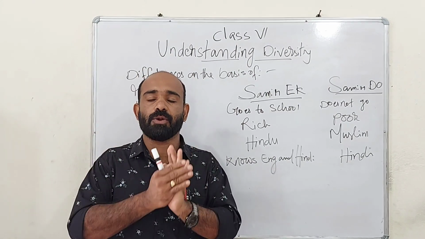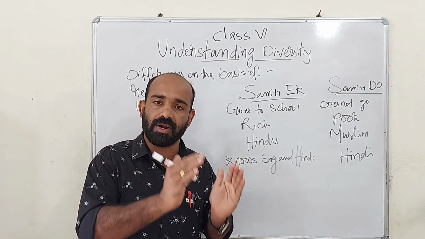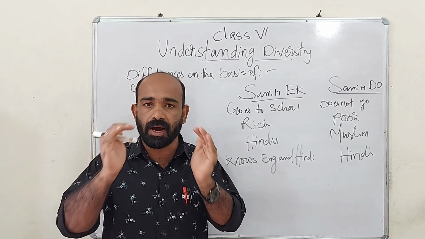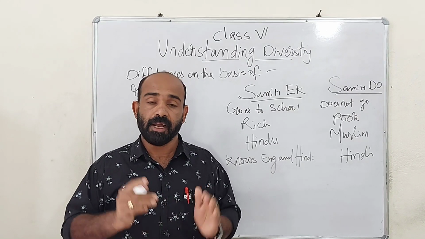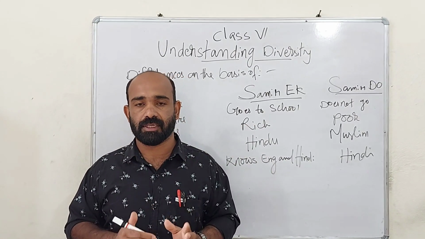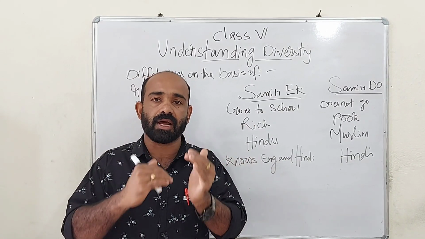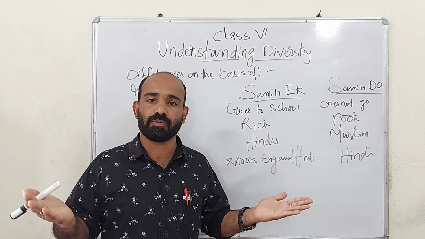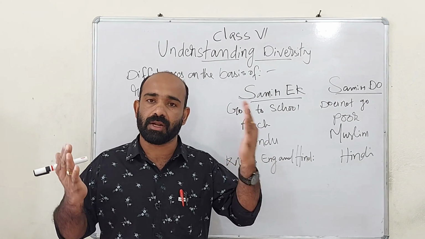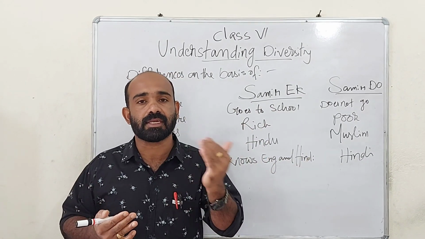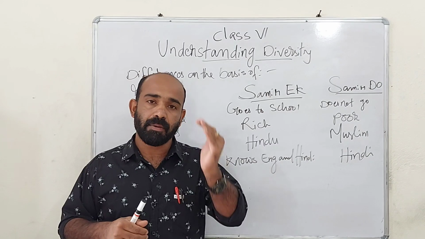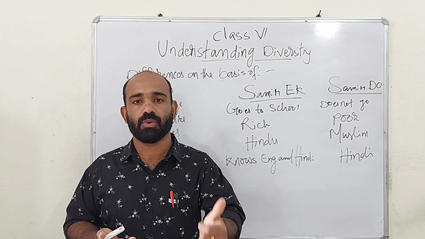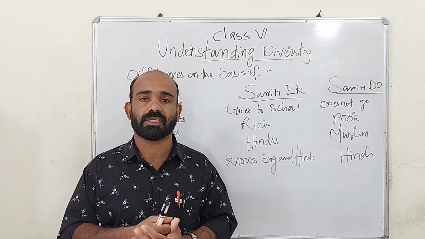All people are not alike. All people are not from one religion. All people are not speaking the same language. All people are not from one particular region. People are speaking different languages. They are following different religions. Someone may be Hindu, someone may be Christian, someone may be Muslim, someone may be following other religions like Buddhism, Sikhism, Jainism. And people may be speaking different languages like Malayalam, Tamil, Kannada, Telugu, Hindi.